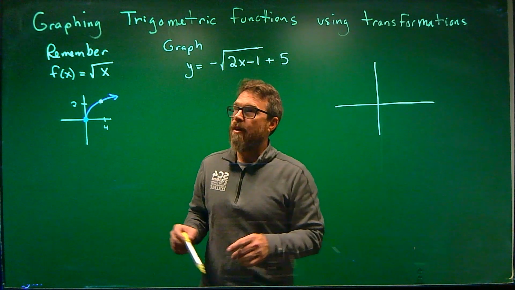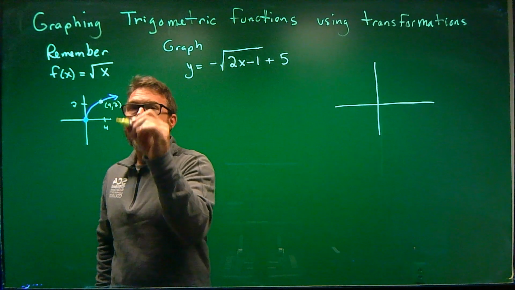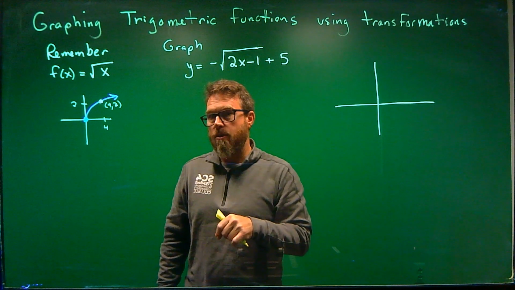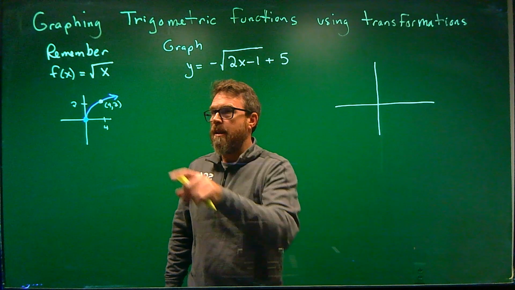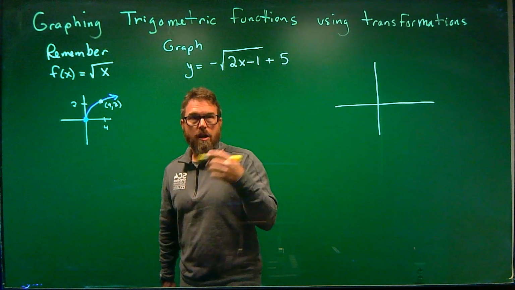And then I'll verify it because I know the parent function has a solution point of 4 comma 2. And I want to see what happens to that point. When I plug it in here, it's going to make sure that the new solution point is a solution of this. So let's talk about the transformations.